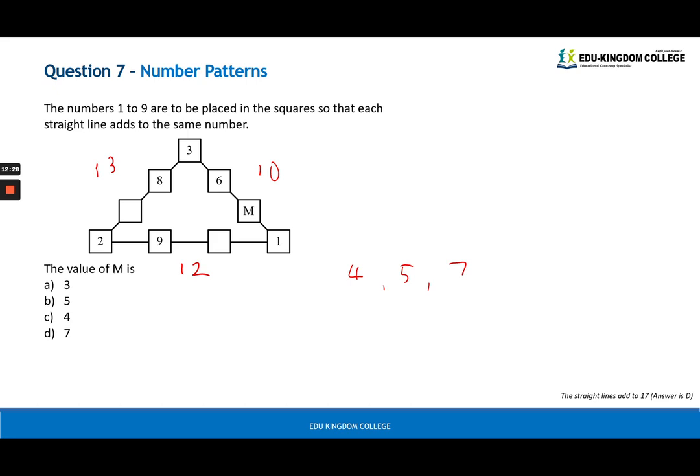So obviously 13 is the biggest one, so it's going to take 4. And then this one's going to take 5. And 10 being the smallest one will take the biggest number to compensate, 7. And you see that all of the rows add up to 17. So that's why it makes sense, and D is your answer.